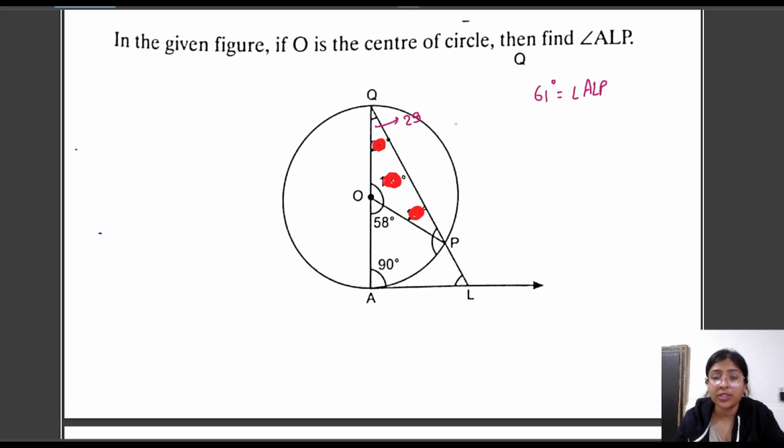So this is 58, so this will be half of 58, that is 29. If this is 29, and radius and tangent are perpendicular to each other, so this is 29, this is 90, this must be equal to 61 because it should follow the angle sum property. The angle sum property of a triangle is 180 degrees.